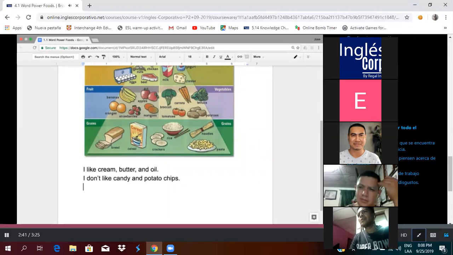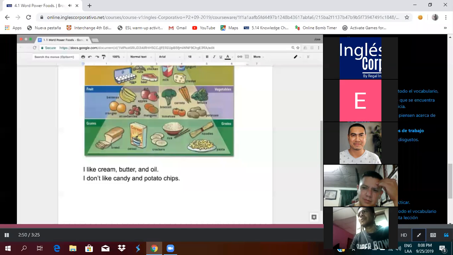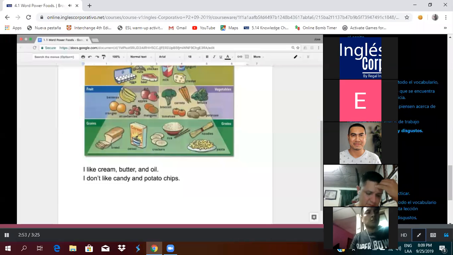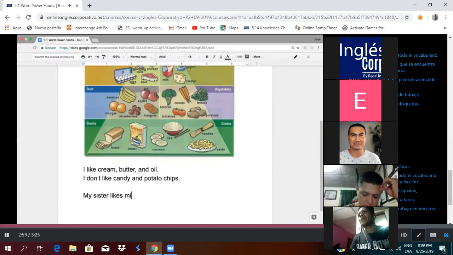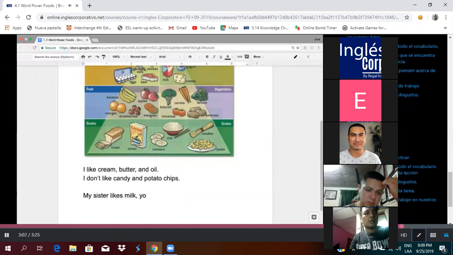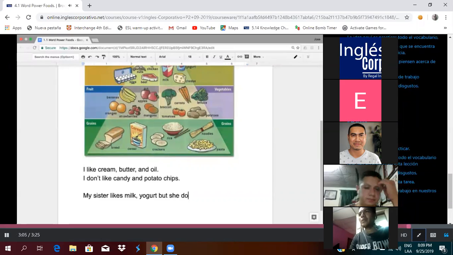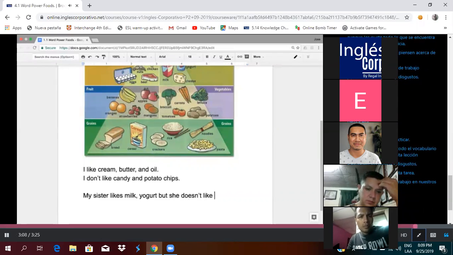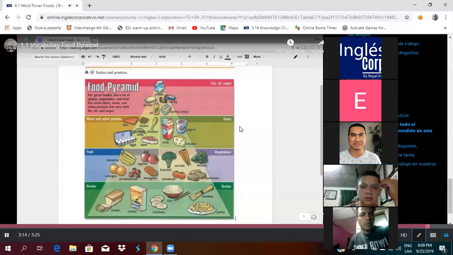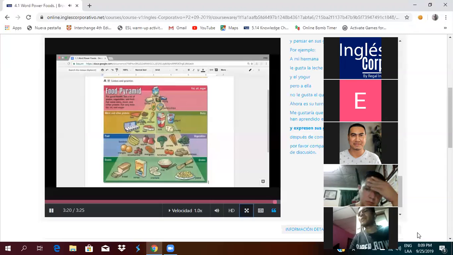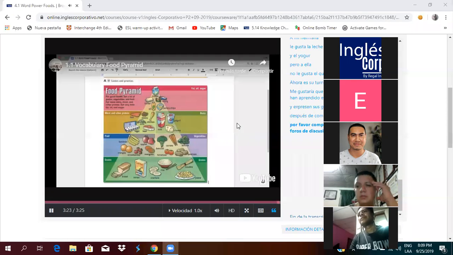The idea here is to practice all the vocabulary. So while you may like all the stuff from this food pyramid, I would like for you to think about your friends, family, and coworkers, and think about their likes and dislikes. For example, my sister likes milk, yogurt, but she doesn't like cheese. Now it's your turn to practice. I would like for you to use all the vocabulary that we learned on this lesson and express likes and dislikes. After you complete this task, please share your work in our discussion forums.